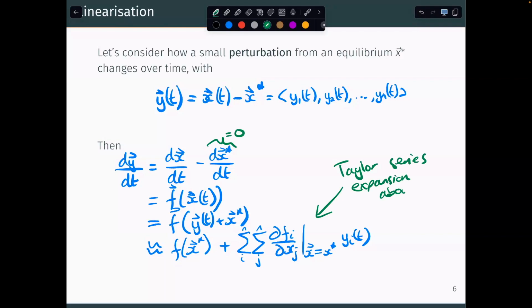About x equal x star. Here, this f of x star by definition is going to equal 0. Technically, 0 vector. And so we just end up with this term here with all of our partial derivatives. Remember, if we were doing the exact thing, then we would have had plus all of these higher order terms. And we're assuming we're dropping all of those higher order terms.